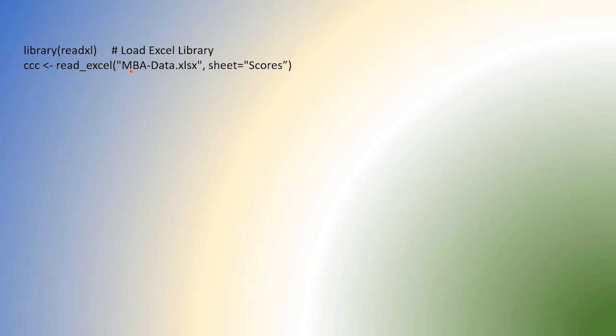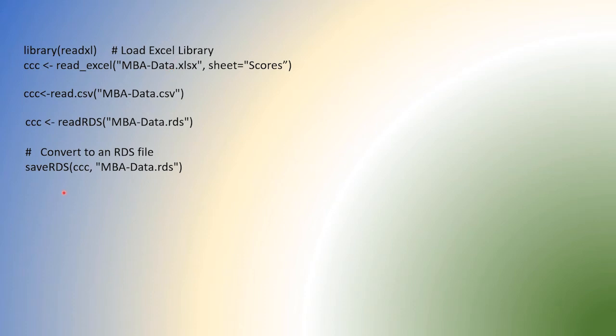So this is the Excel file. If you want to read, suppose, a CSV file, then here's the command. No need to load a library in this case. If you want to read an RDS file, you can read it this way. Now suppose you read a CSV or Excel file and you want to save it as an RDS file. Then you use this command, saveRDS. CCC is the file we read here or there, and we can save it as an RDS file here. That's again an R file. It has some advantages, but I always prefer Excel and CSV, my favorite.